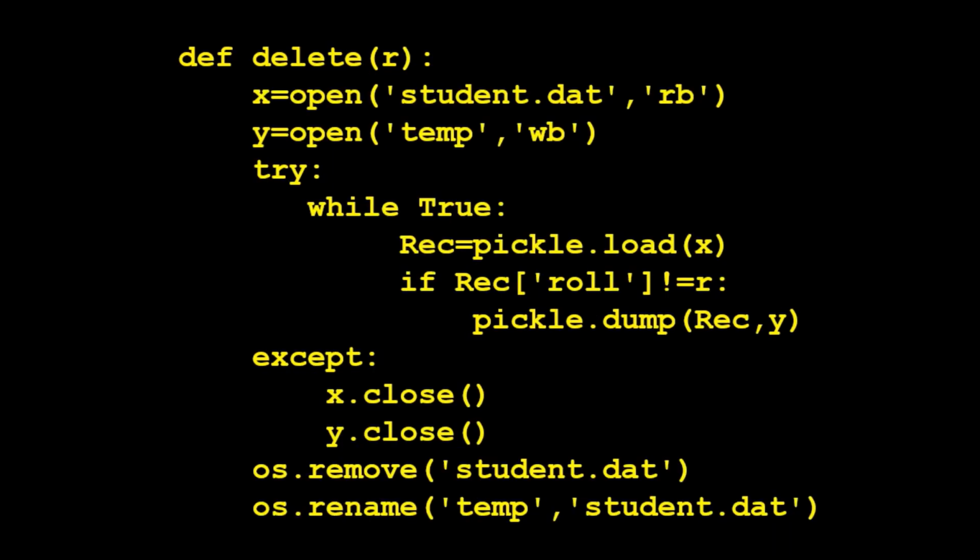Writing our function definition using this logic, starting with the function header def delete(r). I am taking r as a parameter to represent the roll number of the record which has to be deleted. Next, opening the existing file student.dat in read mode with any file object, and opening a new file with any name, say temp here, in write mode, again with any file object.